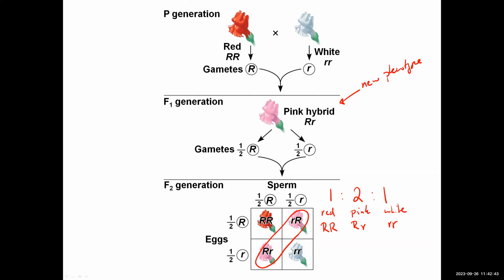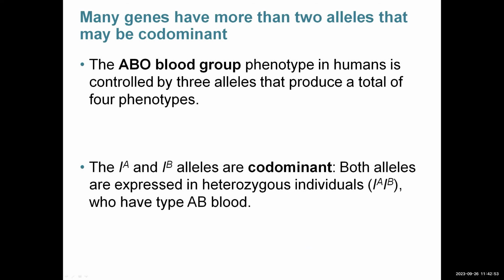Another difference is a process called codominance. Codominance happens when neither allele is dominant over the other. The classic example of codominance is blood types. The ABO blood group in humans is controlled by 3 alleles that produce a total of 4 phenotypes. This is because 2 of the alleles are codominant.